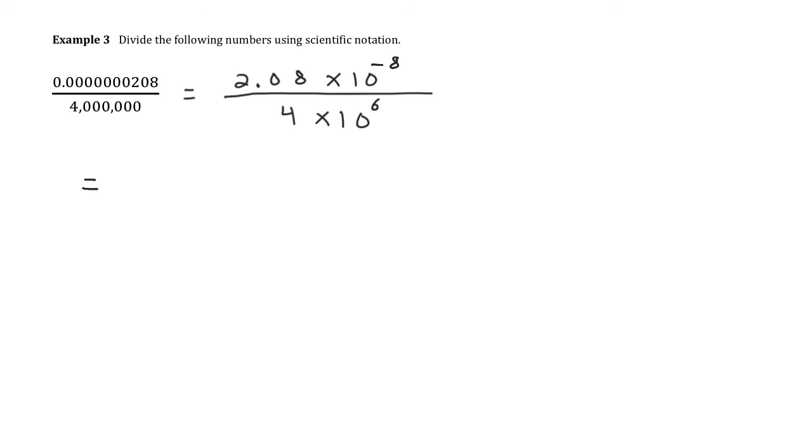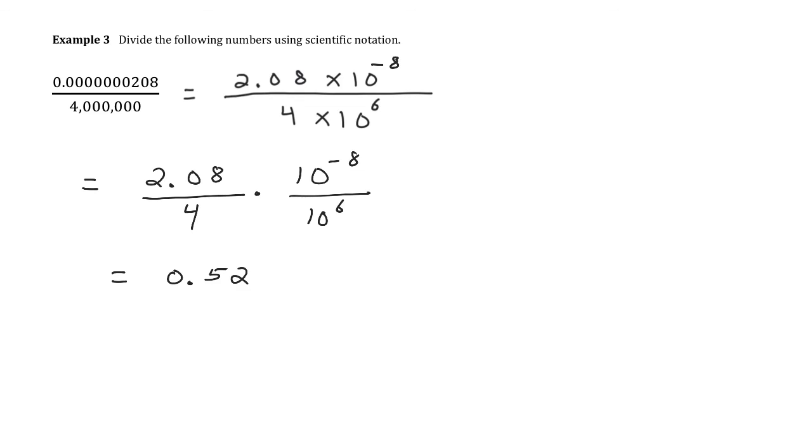My next step will be to divide corresponding parts. That is, I'll copy down 2.08 and divide that by 4, and I'll put the powers of 10 separately in their own fraction. Now let's see, 4. How many times does that go into 2.08? So I'll just check this on a calculator, but we get 0.52.